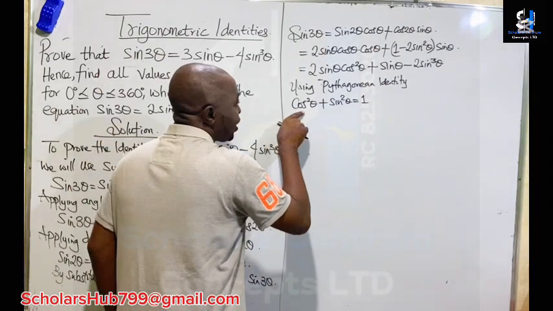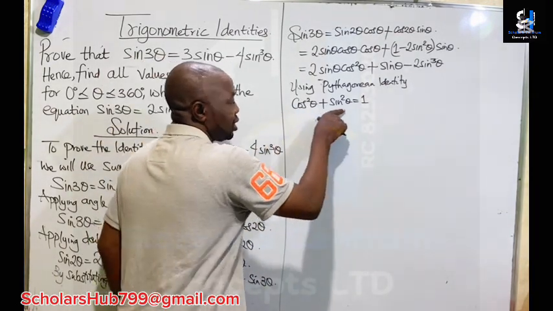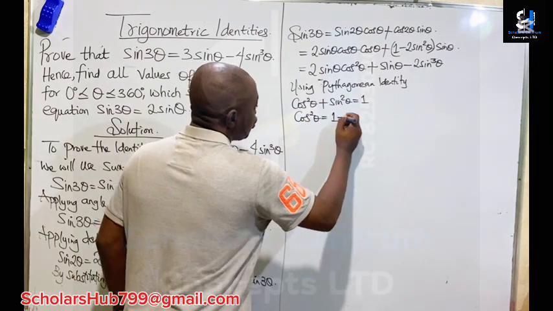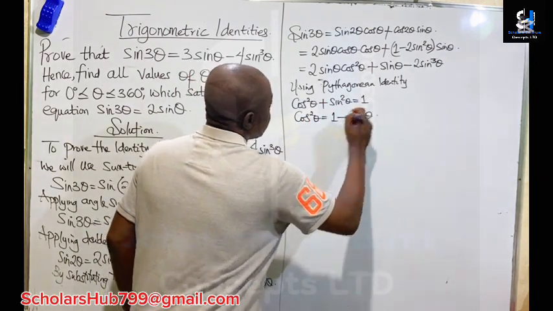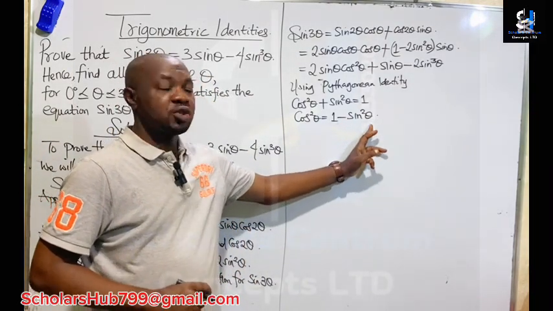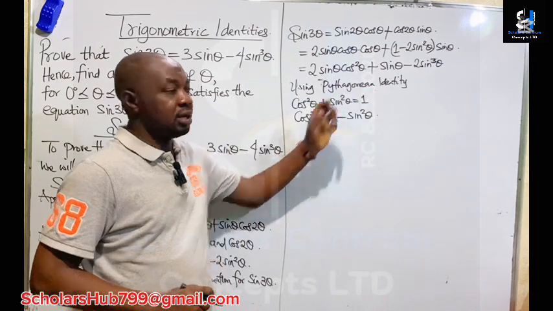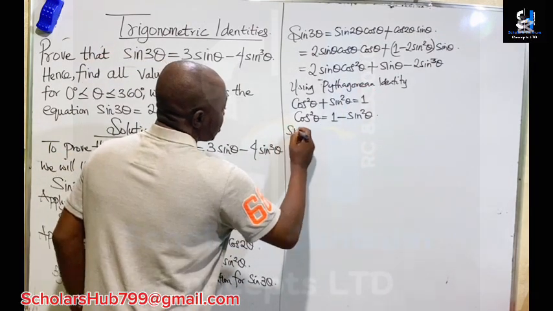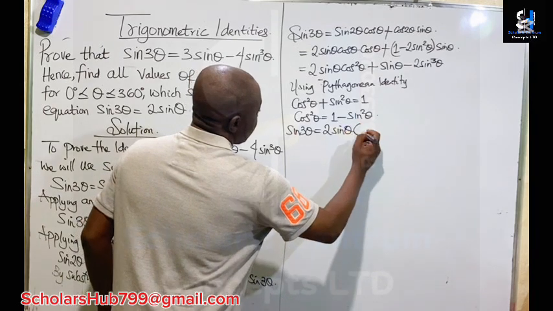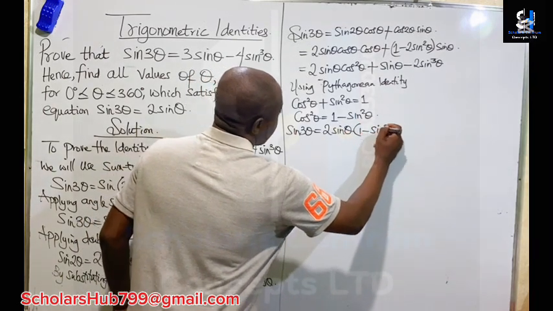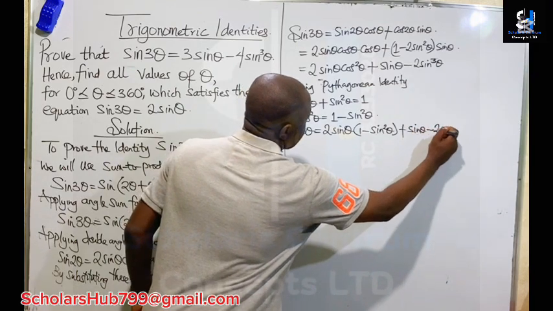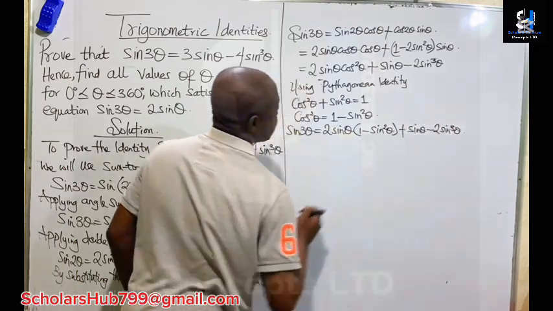So because we need to write cos square theta in terms of sine square theta, which means cos square theta will be equal to 1 minus sine square theta. So we then again substitute 1 minus sine square theta for cos square theta in this case. So we have our sine 3 theta to be equal to 2 sine theta multiplied by 1 minus sine square theta plus sine theta minus 2 sine cube theta.